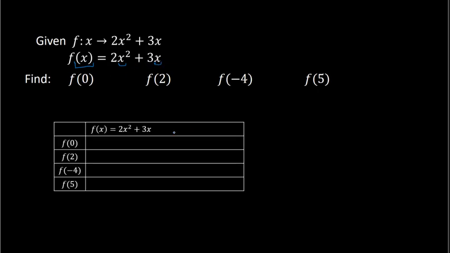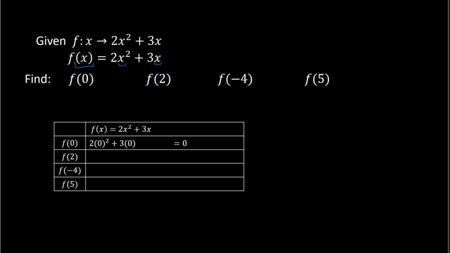So here's a little table with all this information. So f of 0 is right here in this first row, and in this column we see our function. So f of 0 just means I plug a 0 in for x. So I have f of 0 equals 2 times 0 squared plus 3 times 0. So 2 times 0 is 0, plus 3 times 0 is 0. So 0 plus 0 equals 0. So f of 0 would equal 0.